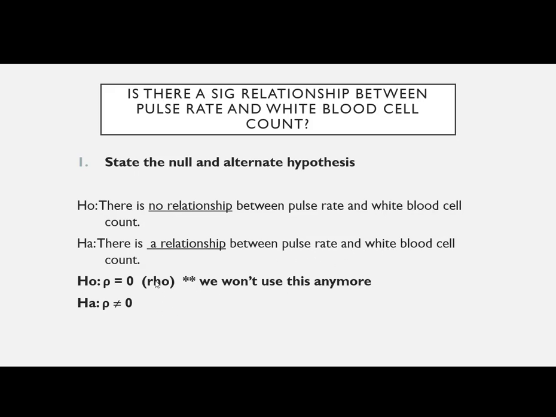And here, you know, we've been writing our hypotheses with the Greek letter, and this little P looking thing is actually a rho, which is the Greek letter for R. And so we would say rho is equal to 0, rho is not equal to 0. But we're not going to use this anymore, we'll just use words.